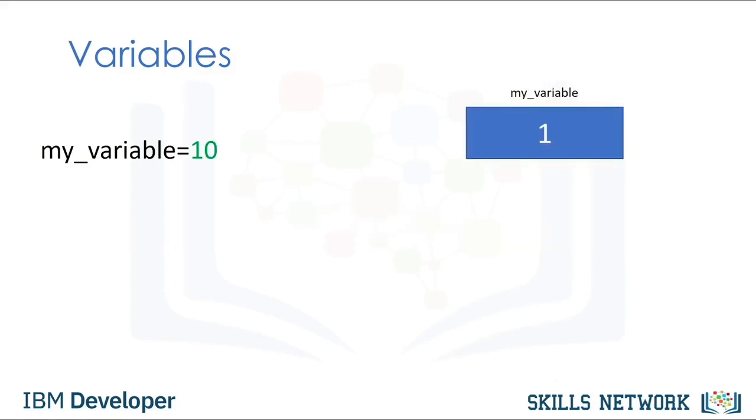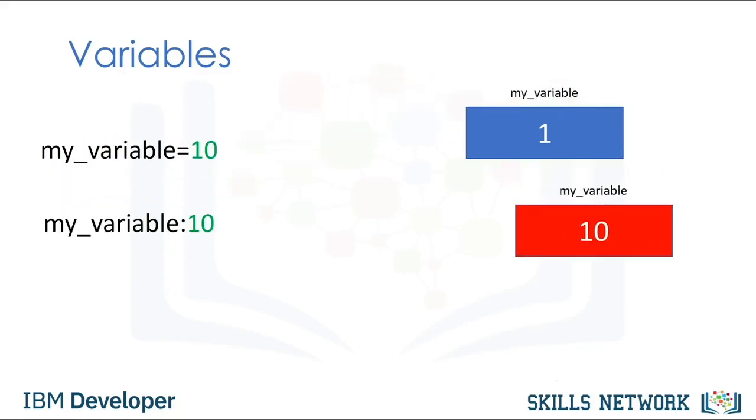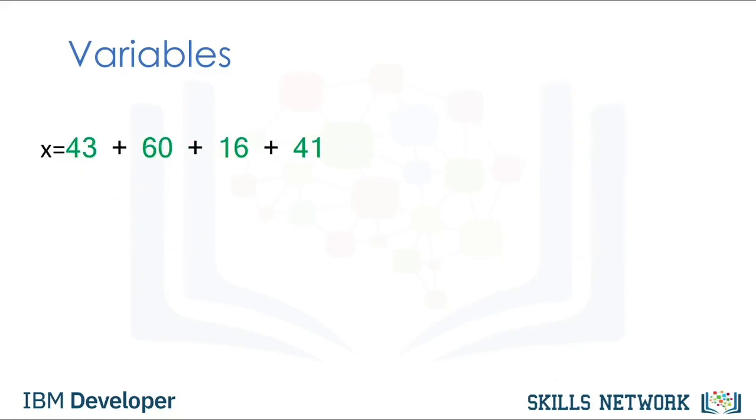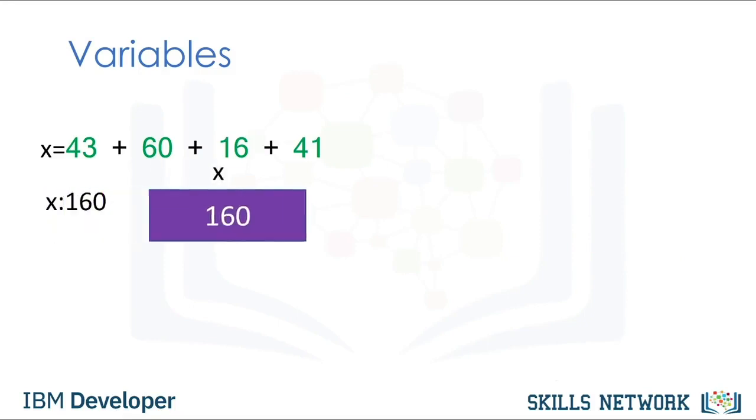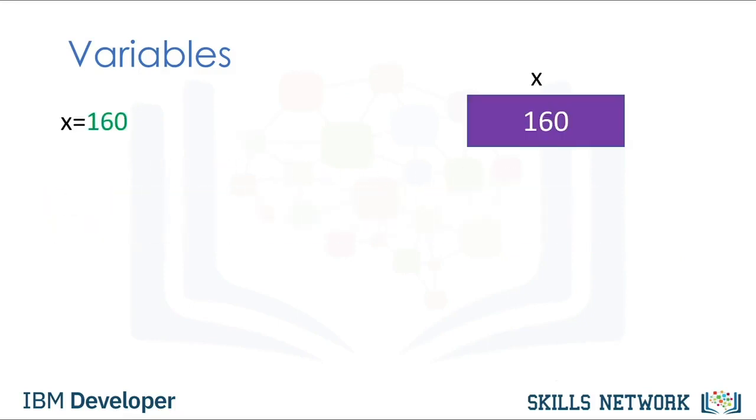We can assign a new value to my_variable using the assignment operator. We assign a value of 10. The variable now has a value of 10. The old value of the variable is not important. We can store the results of expressions. For example, we add several values and assign the result to x. x now stores the result.